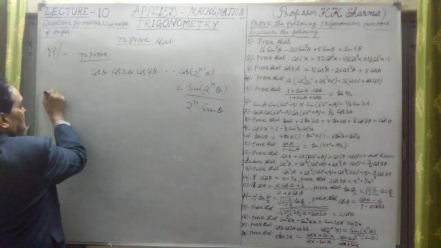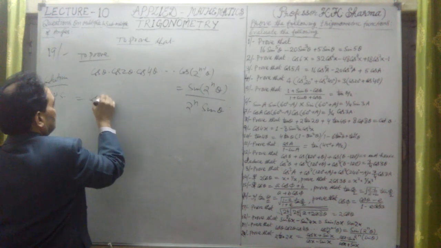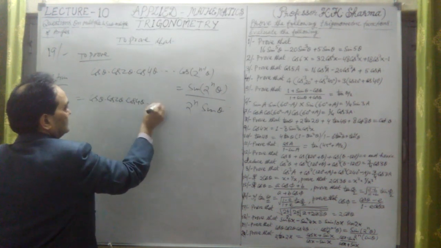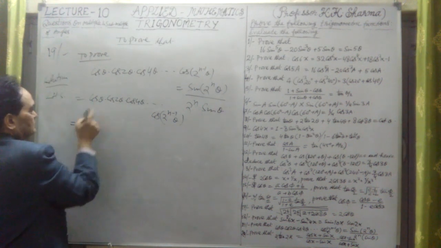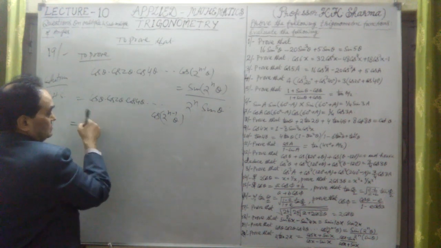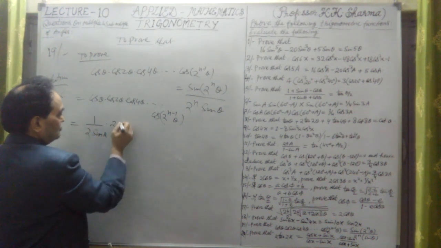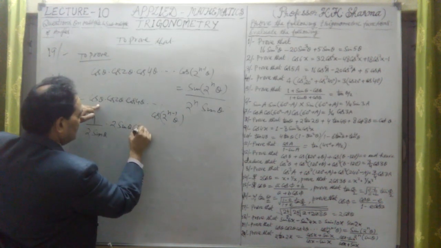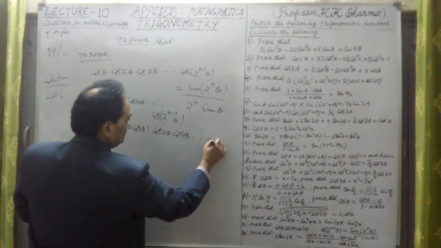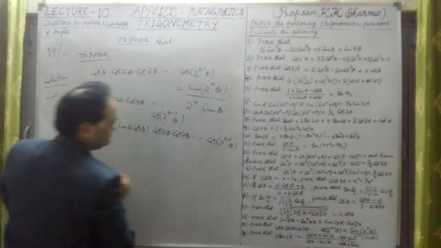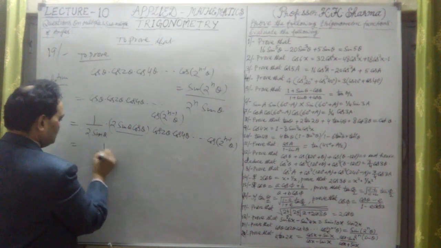Now let me take the left hand side. Solution: left hand side is cos theta, cos 2 theta, cos 4 theta, and so on up to cos 2 raised to the power n minus 1 into theta. If I multiply this by sine theta and divide by sine theta, in the numerator we have sine theta, cos theta is already there, into the other values cos 2 theta, cos 4 theta, and so on up to cos 2 raised to the power n minus 1 into theta. What this gives is sine 2 theta. So this step is 1 by 2 sine theta.